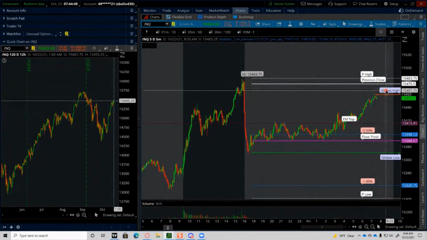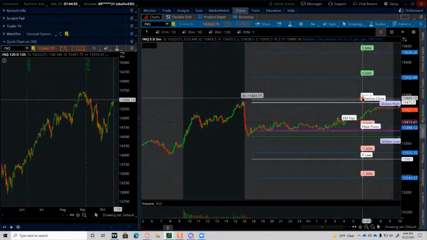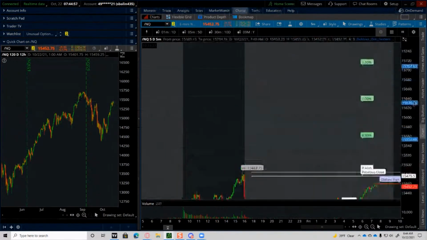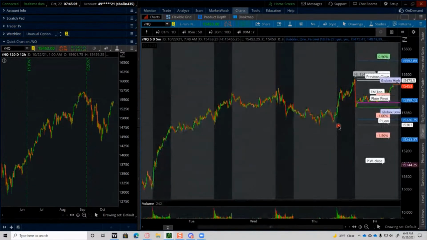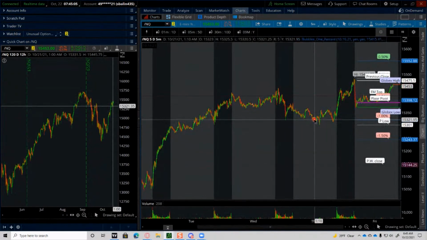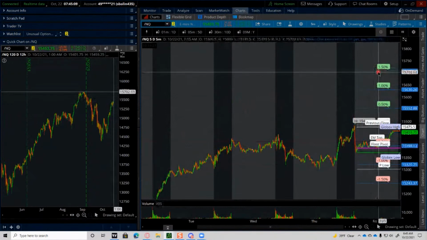I'd expect maybe a 25-point pullback and then a run at the game. That will get us to the previous day's high, through that. We got our 1%. If the S&P does get through the top of that without that hard rejection and starts running for the 1%, I would be expecting the Nasdaq to go for the 1.5.